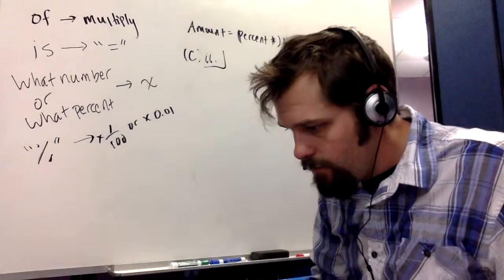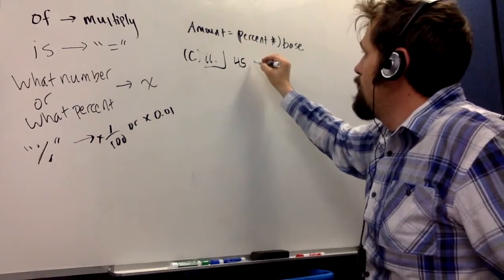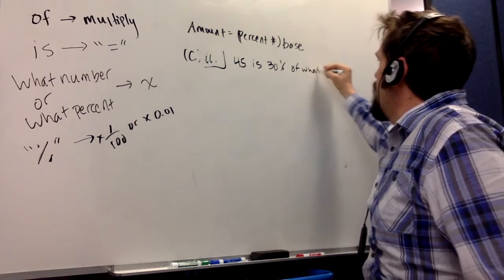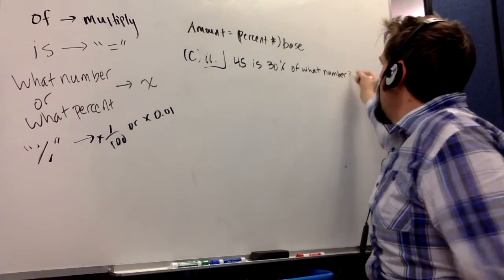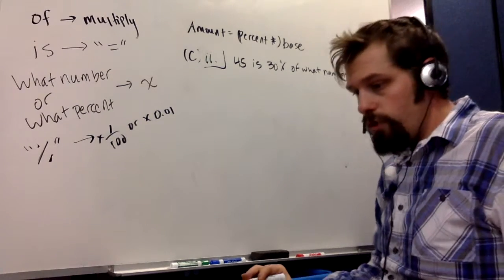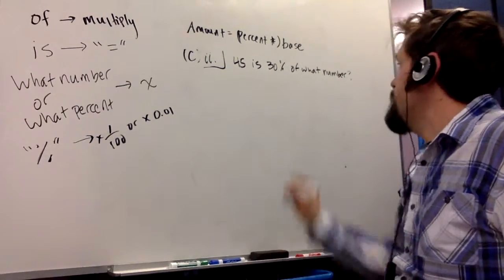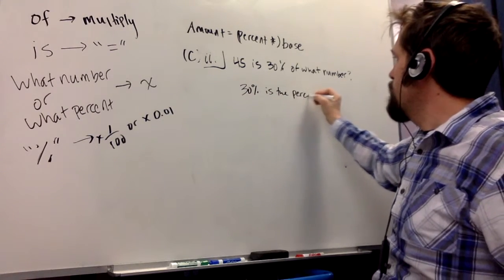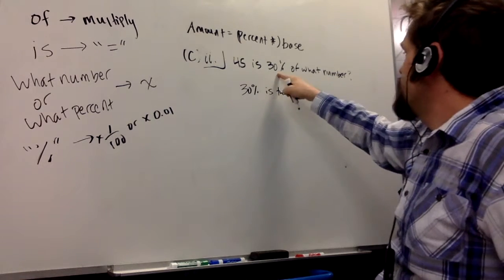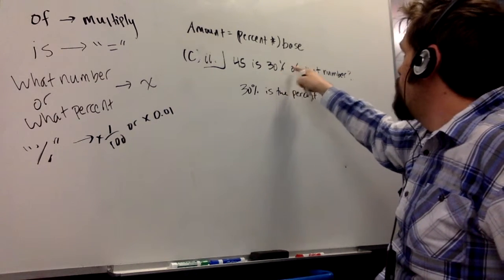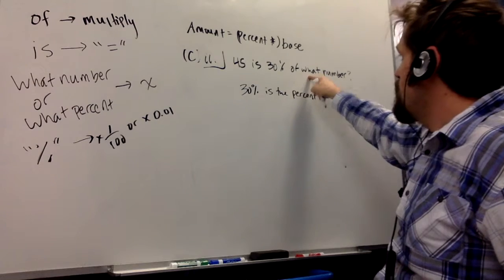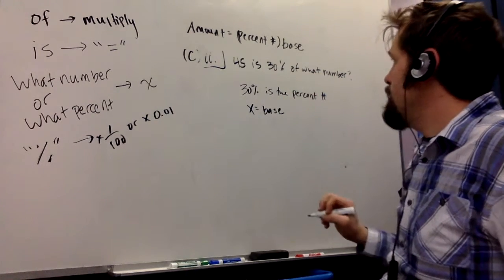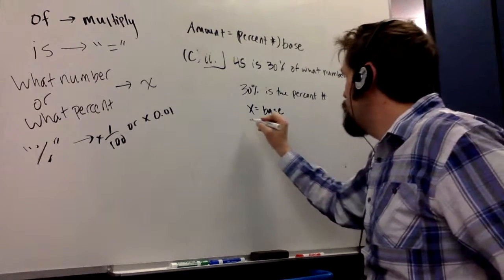All right. 45 is 30% of what number? So 45 is 30%, so 30% is the percent number. We take percentages of a base and we get an amount. So x is the base and the amount is 45.